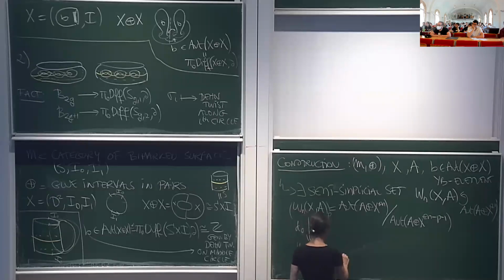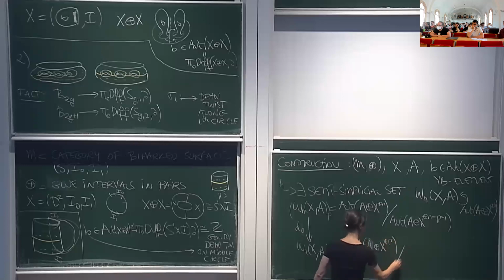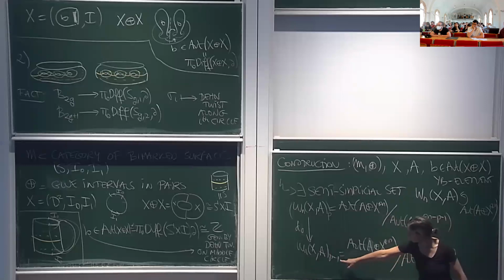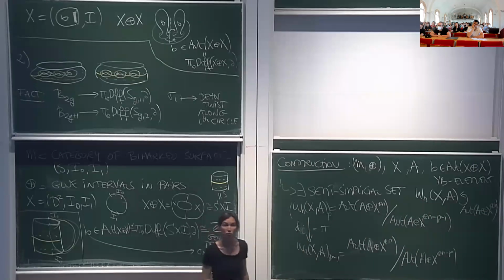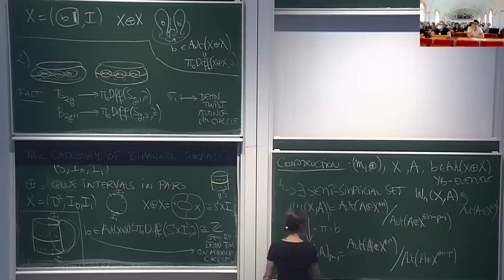If I want to go to the p-1 version, when I go to the p-1 simplices, I'm dividing out by a slightly bigger group. So there's a natural projection map. And then if I want to do a di, I'm going to use my b to twist, and I'm going to twist this by a block braid that looks like this.